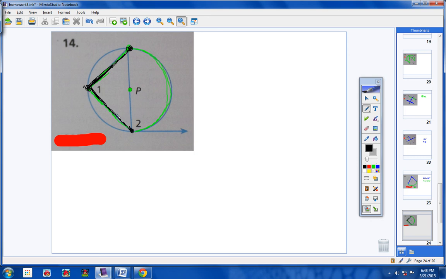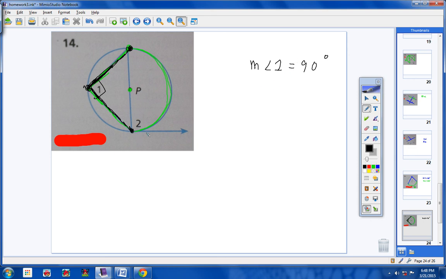So, we learned that if an inscribed angle intercepts a semicircle, then the angle right here is a right angle. So that's just a theorem that we learned. So the measure of angle 1 equals 90 degrees. Now, let's take a look at the measure of angle 2.